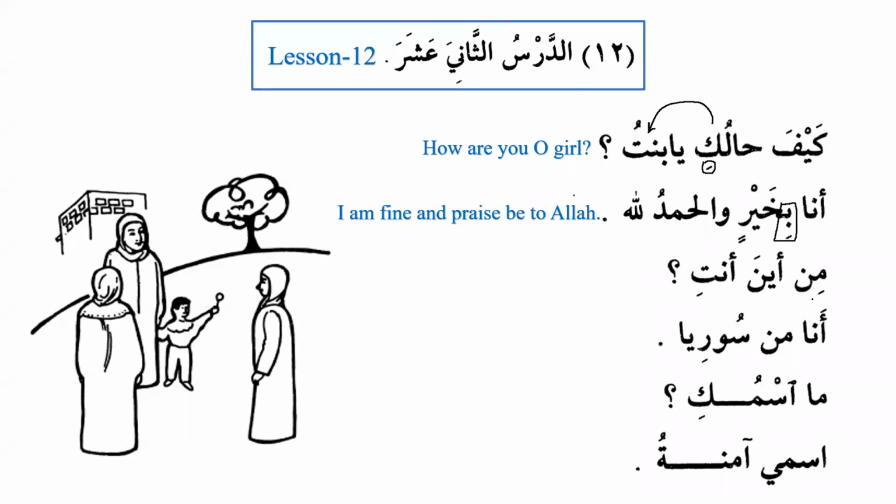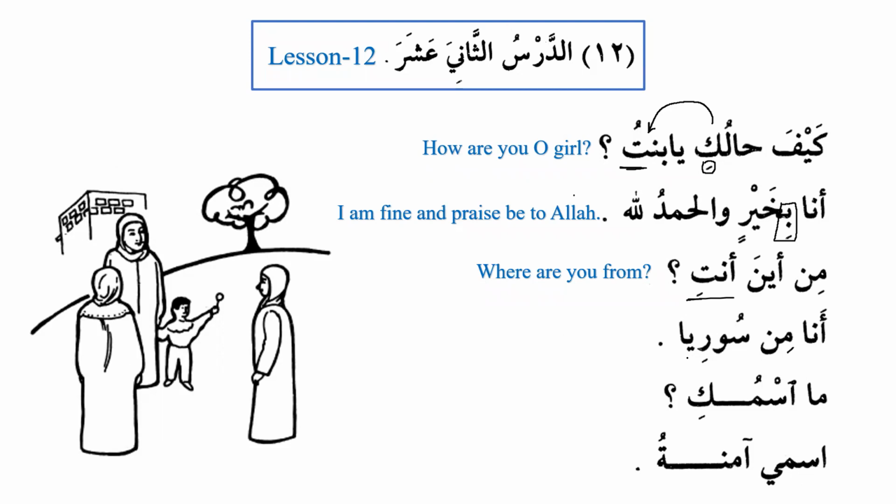من أين أنت, where are you from? So anti refers to the bint, as we can see here. Because we have bint, which is feminine, the pronoun that we use is also feminine. Min aina anti, where are you from? Ana min Syria, I am from Syria.